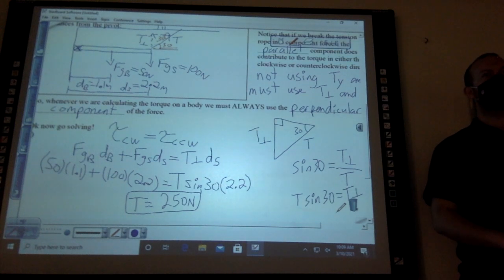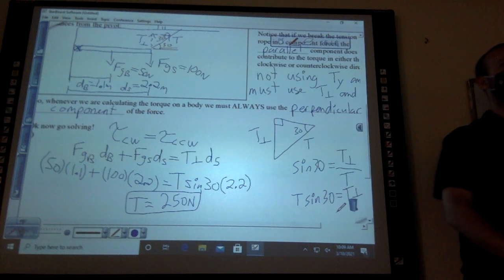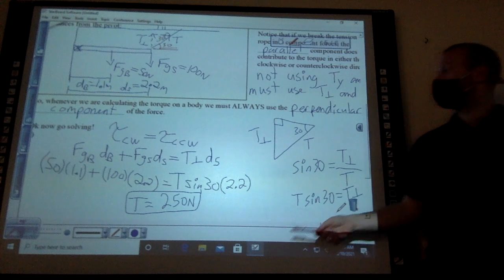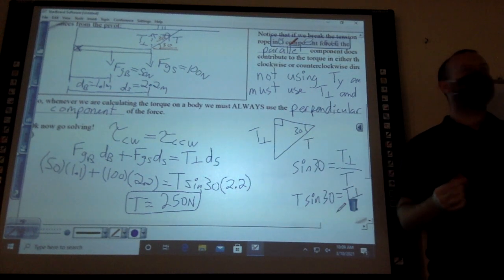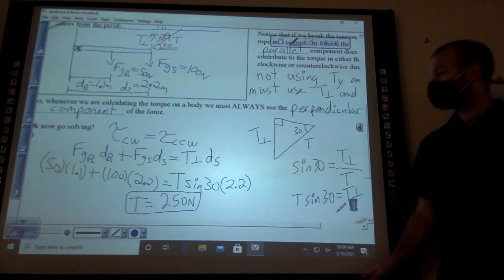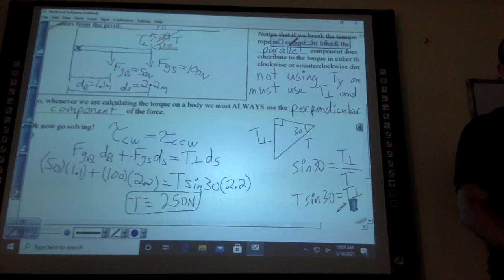Because you're adding another 4 steps as opposed to doing it in 1. So yes, you could do that. You could solve for T perpendicular, then from there solve for T parallel, and then Pythagoras T. Too many steps. It's just going to add more to your process.